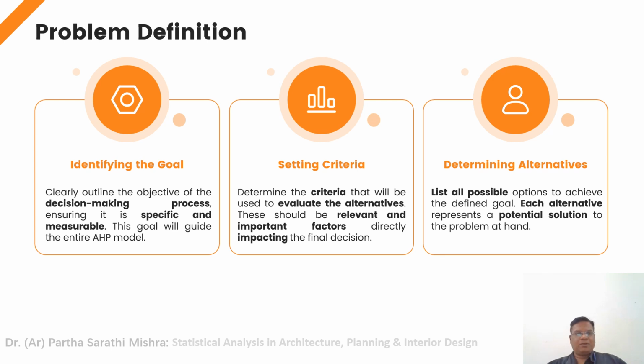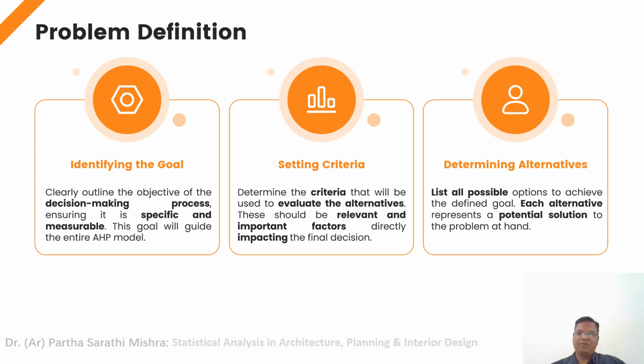Now in the process of AHP, the problem definition: identifying the goals, setting criteria, determining alternatives. So what is our goal? Clearly outline the objectives of the decision making process, like for which purpose we are going to perform this AHP process, ensuring it is specific and measurable. The goal will guide the entire AHP model. So we have to have a particular aim.